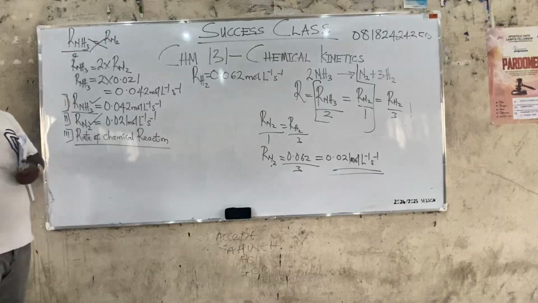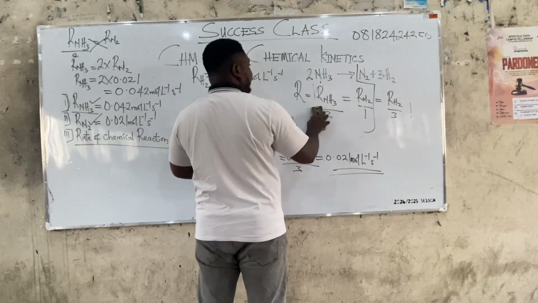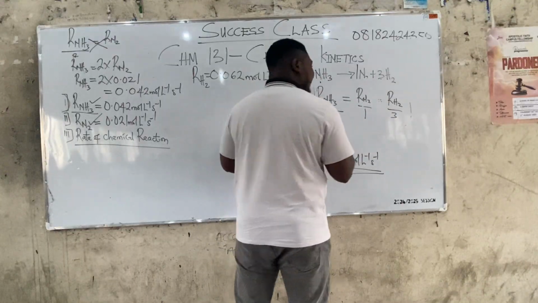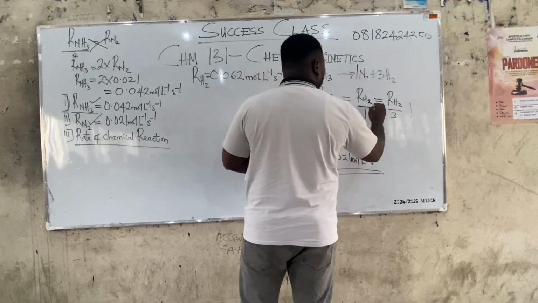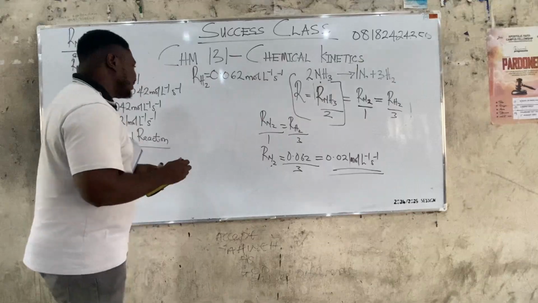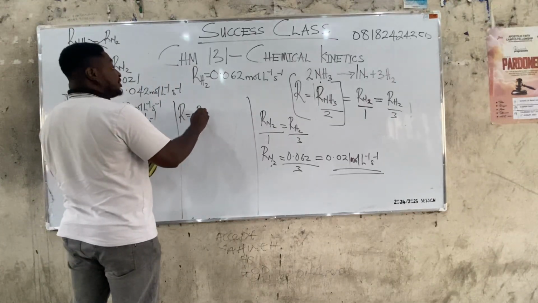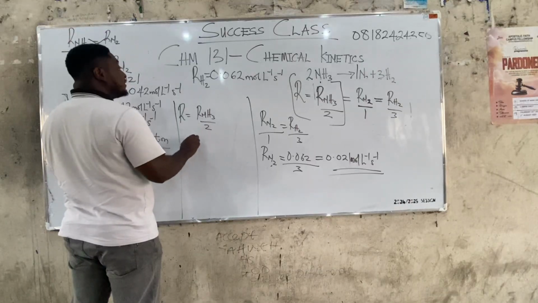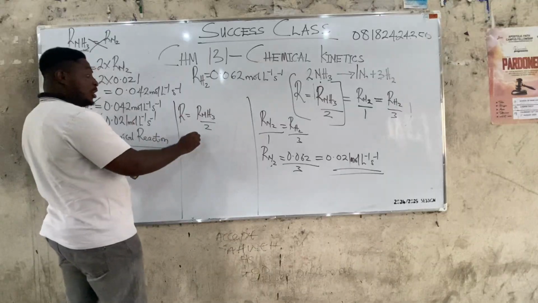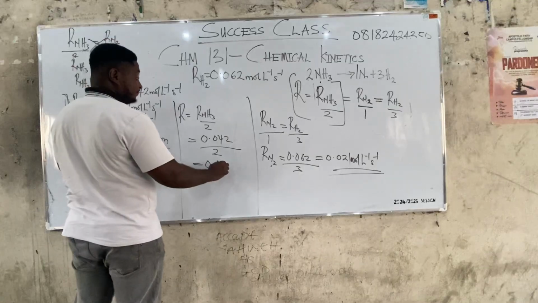The last one is rate of chemical reaction. Which two will I box to easily get R? I can box this last two, right? R equals RNH3 divided by 2. Let's do that. Okay, R equals to what? RNH3 divided by what? 2. What's RNH3? We just got it here, 0.042. Now divided by what?